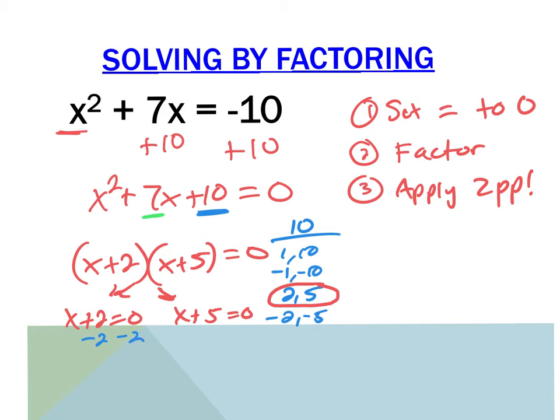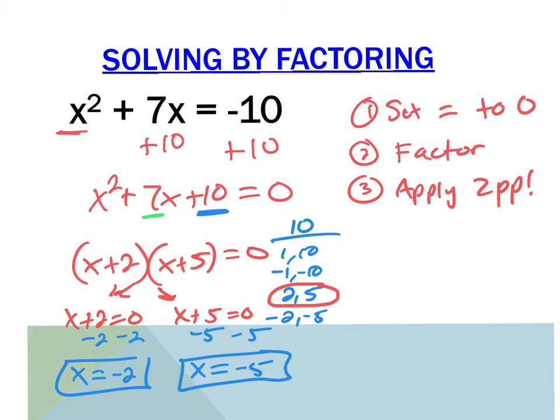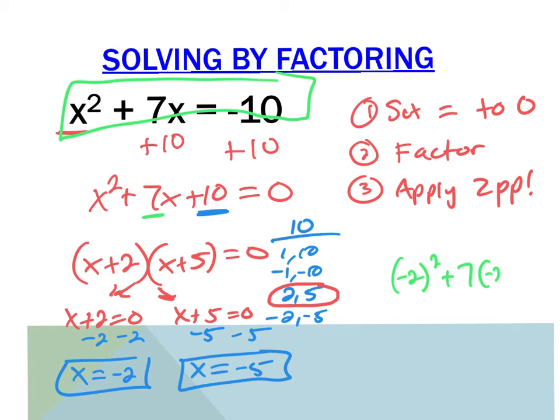So in the first case, I'd subtract 2, and I get one answer of -2. And here I'd subtract 5, and I get another answer of -5. And these would be my two solutions for that quadratic equation above. Now, one way you could check is you could sub those numbers in for the original expression. So you could sub in -2 for x, and you could sub in also -5 for x just to verify that it equals -10 on the right-hand side.